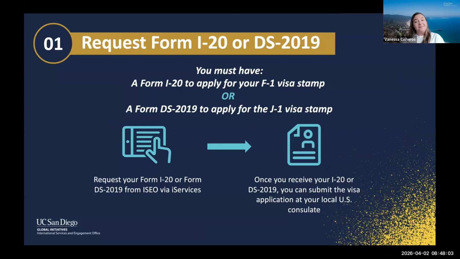So, to recap, you must receive your Form I-20 or DS-2019 first before you can apply for your visa stamp. You can request your Form I-20 or DS-2019 from iservices.ucsd.edu. Once you have received it, then you will have the information you need to begin your visa stamp application process.